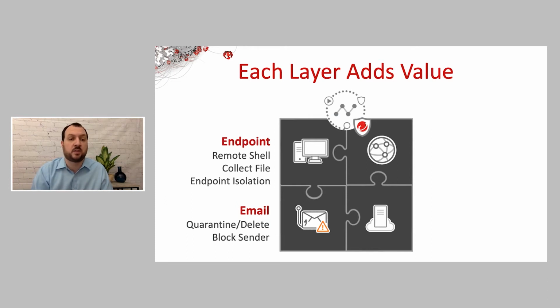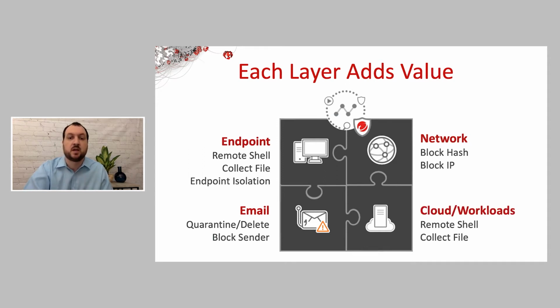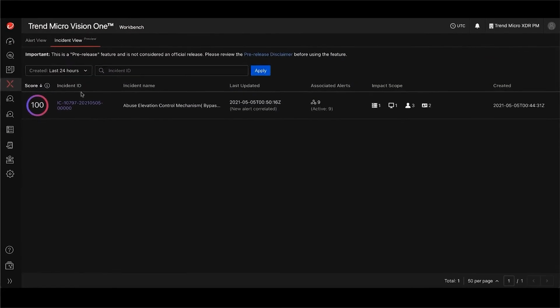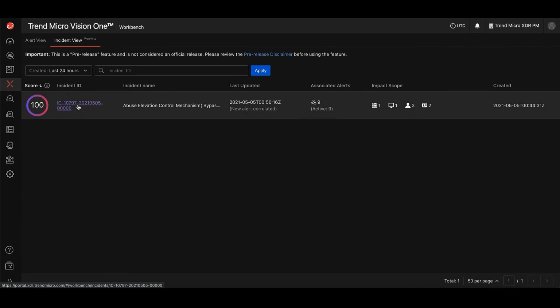On email, you have the ability to quarantine and delete an email, block the sender so that you don't get email from that malicious user anymore. At the network layer, we can block hashes, we can block IP addresses and domain names. And then on the cloud workloads, we can have the capabilities like remote shell and collecting file without impacting the revenue generating applications.